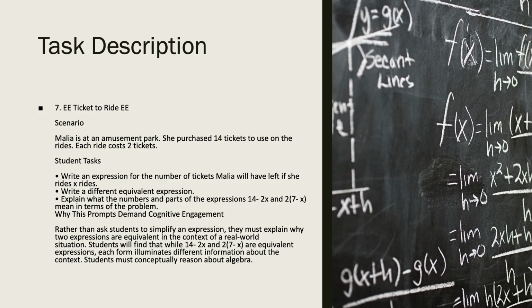For my task, I chose a task from Illustrative Mathematics called Ticket to Ride. In this activity, students are told that Malia purchased 14 tickets for an amusement park and each ride costs 2 tickets. The students must first write an expression representing the number of tickets remaining after riding a certain number of rides, which is our variable, and then create another equivalent expression.